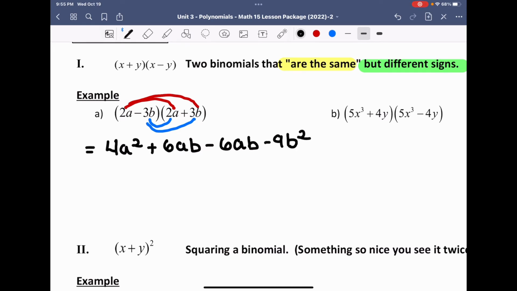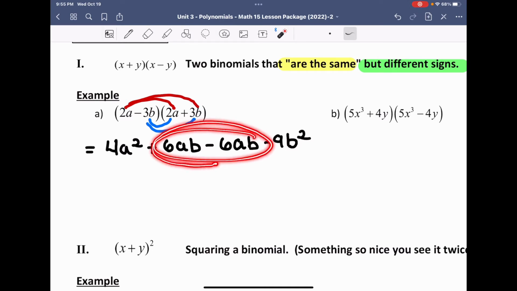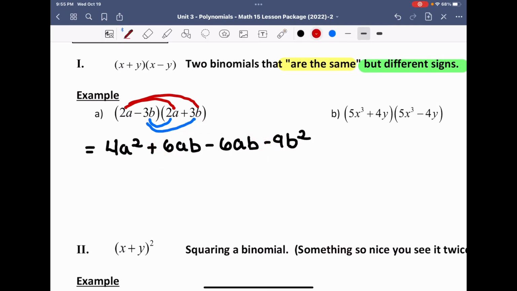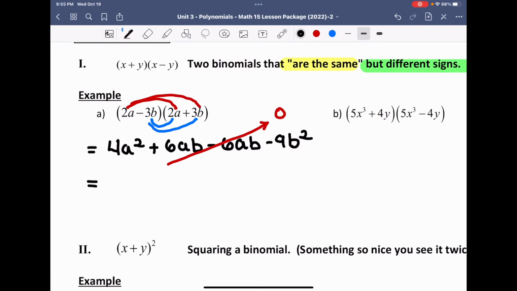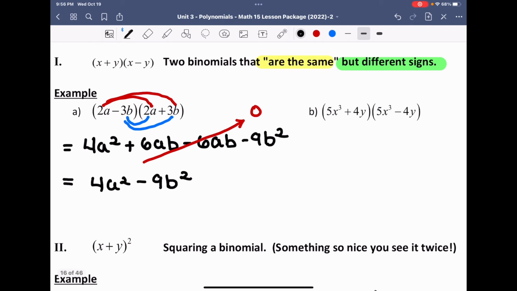Now, what do we notice here? We have two terms that we can combine together, a positive 6ab and a negative 6ab. That actually cancels out. I can take a red line through these and say they're the plus and minus of each other, so this eliminates to 0. Therefore, my answer is 4a squared minus 9b squared. So we're kind of seeing a pattern, but I want to confirm it with one more example.